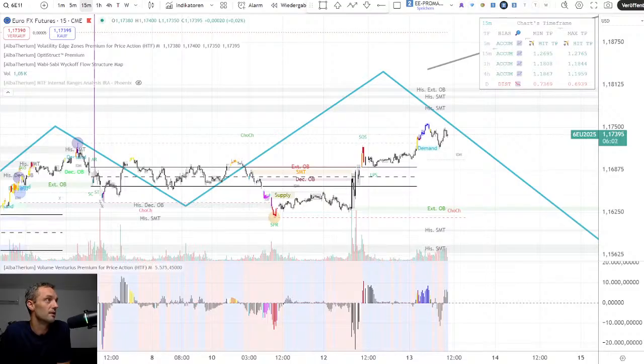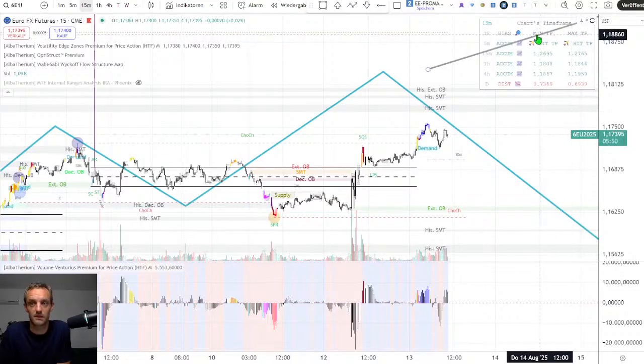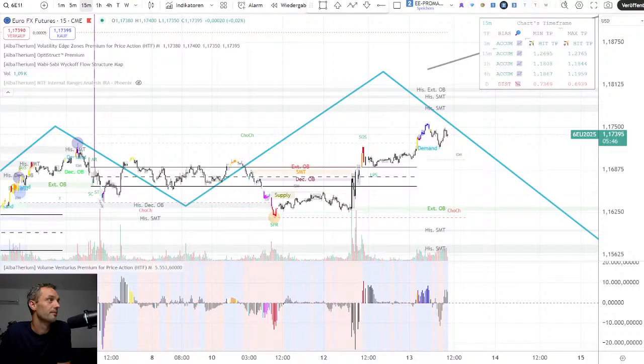What do you mean, Thomas? TP stands for target. TP stands for target, yes. Target price. Is there any specific color code for volume ventures, like red, white, or yellow?